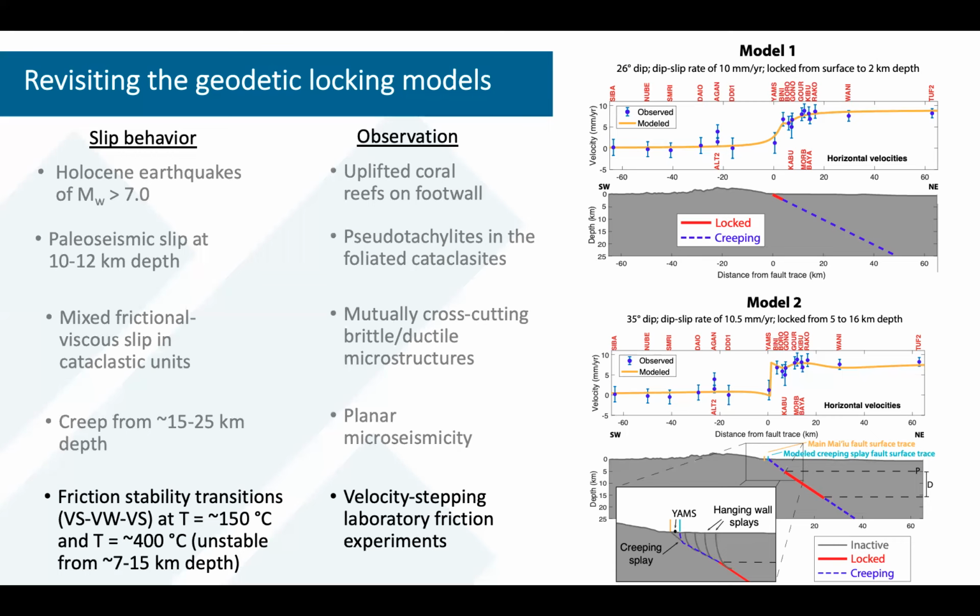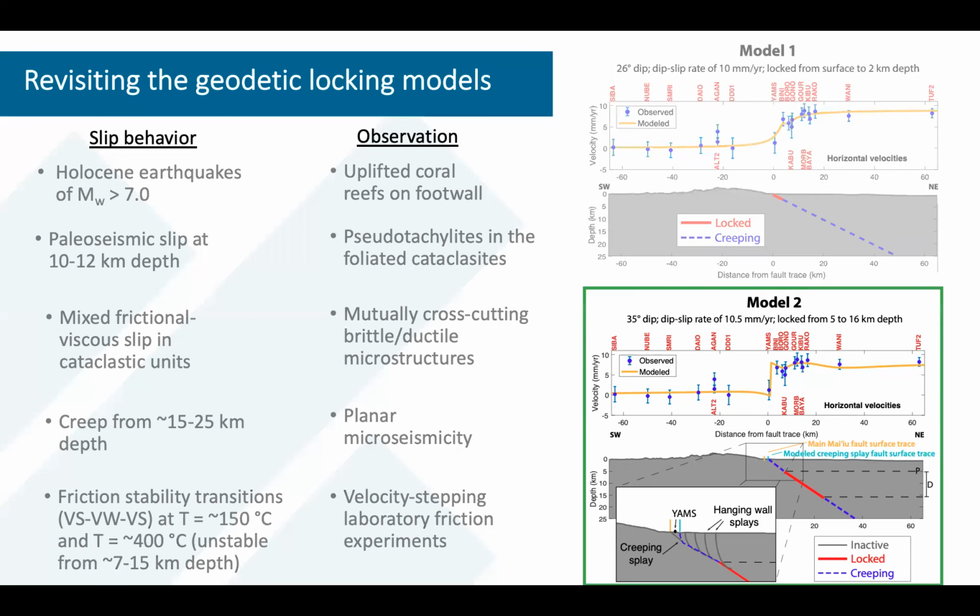And finally, we have these lab-derived frictional stability transitions from strengthening to weakening to strengthening. And these are consistent with transitions at around 7 to 15 kilometers depth. So all of these results point towards model 2, saying that we have stronger locking at depth and potentially some aseismic, interseismic creep both up dip and down dip of this lock patch.